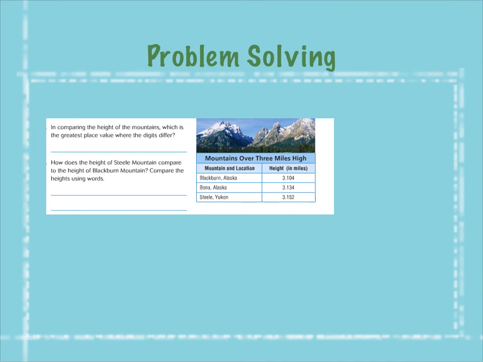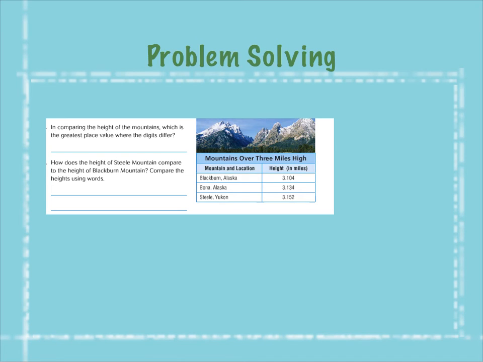Okay, so let's do some problem solving here. I have a table that tells me mountains over 3 miles high. It gives me some mountains and locations here, and it also tells me the heights in miles of those mountains. Our first question is asking us, in comparing the heights of the mountains, which is the greatest place value where the digits differ? Essentially, this question is asking us to compare those 3 mountain heights and figure out which is the place value in which they all start to have a different value.